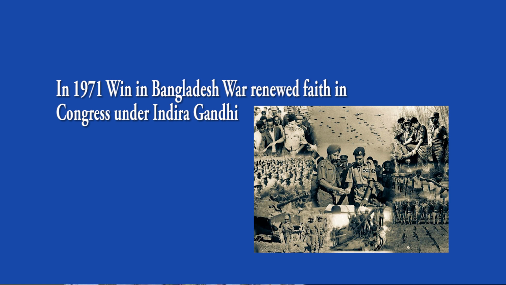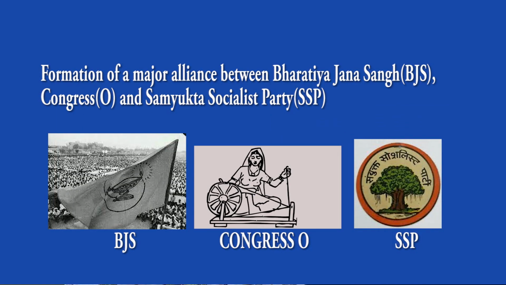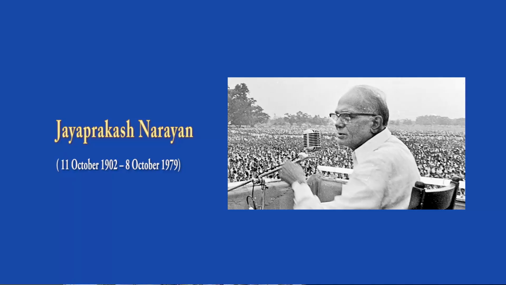under Indira Gandhi's leadership. This year also saw a major alliance between Bharatiya Jansangh BJS, Congress O, and Samyukta Socialist Party SSP. The years till 1974 end were uneventful for national as well as regional politics, but from 1974 end, a storm started brewing in Bihar, which took the form of the JP movement, Jayaprakash Narayan movement.